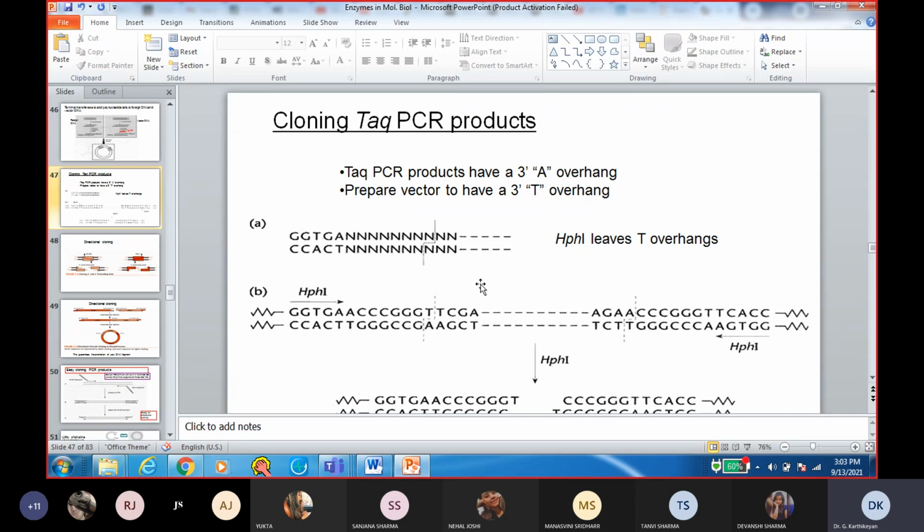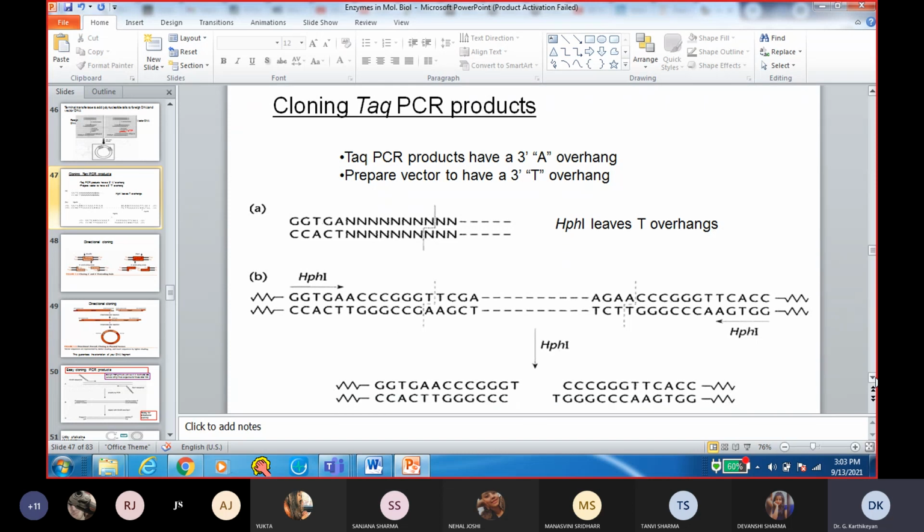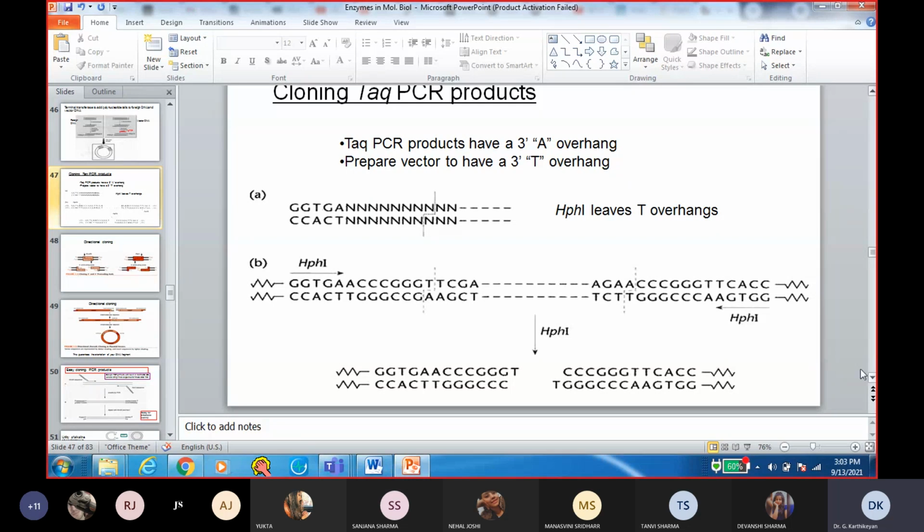When you cleave with HPH1, this is the sequence. When you treat with HPH1, it generates what are called T overhangs. Now you can come with your PCR products that have a 3' A overhang, and when you incubate this and this, and when you add ligase, the ligase will seal the nick, and then you can clone the PCR. Initially, when people did PCR, they were very successful in doing the PCR. But unfortunately, they could not clone.